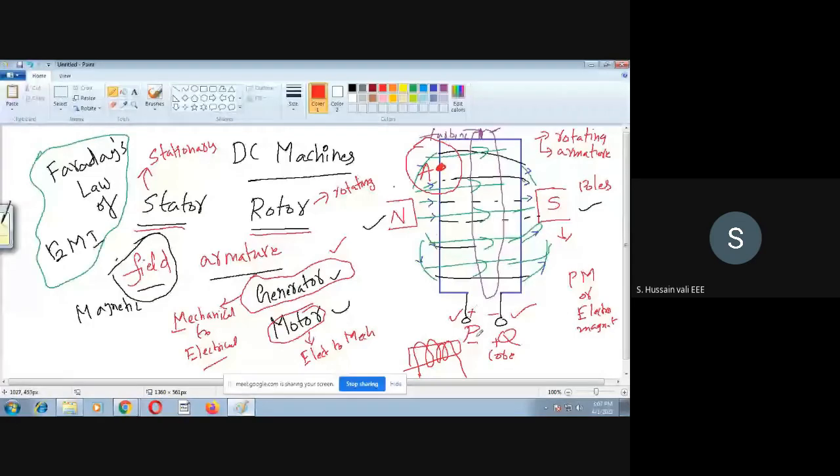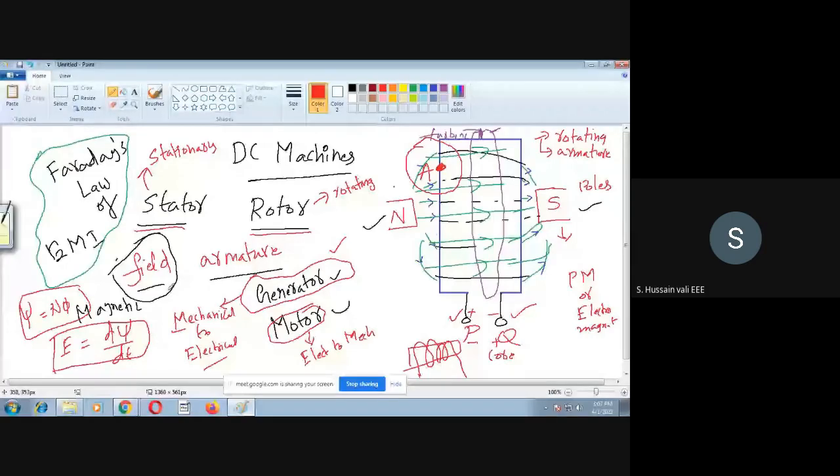Faraday's law says that EMF will be induced, and he said another thing. What is that? EMF e is equal to d psi by dt. What is psi? Psi is n into phi. What is n? Number of turns. What is phi? Flux. So psi is the flux linkages. So your EMF induced is proportional to the rate of change of flux, or equal to the rate of change of flux linkages. This is also as per Faraday's law.